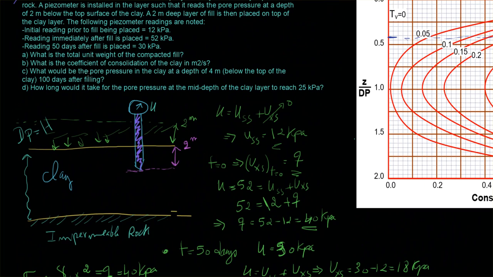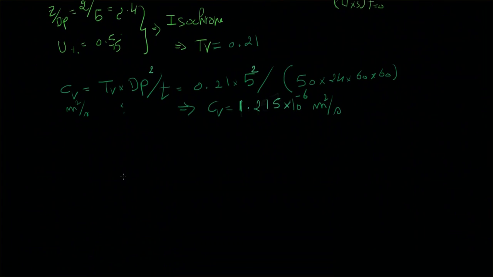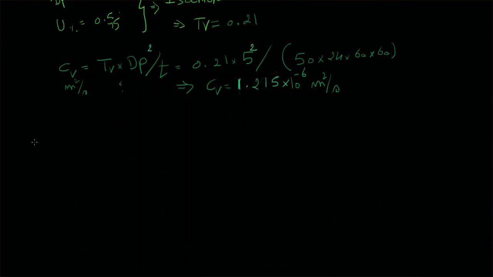Part C, what would be the pore pressure in the clay at a depth of 4 meters below the top of the clay layer? And that's 100 days after the filling. So we change the depth and we change the time. So if you remember, the reading happened at 2 meters. Now we are at 4 meters. So what does that mean? Part C.